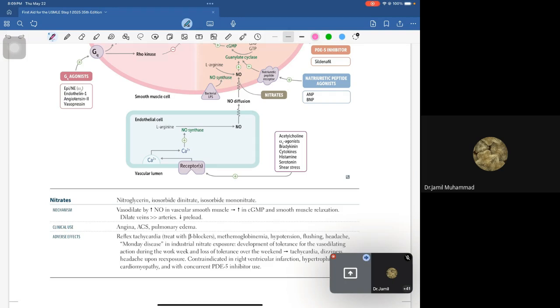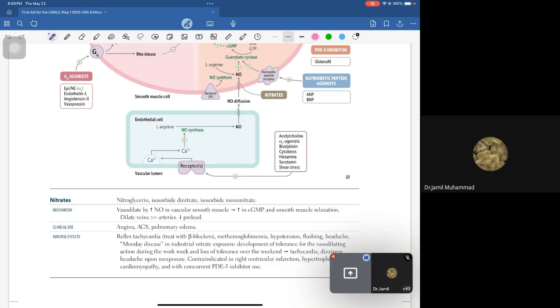So whenever you give nitrates or nitroglycerin to patients, the nitric oxide in the vascular smooth muscle is going to increase, and as soon as the nitric oxide increases, the cGMP is going to increase, and that is going to cause the smooth muscles to relax, right? Whenever the smooth muscle relaxes, the venous return is gonna decrease. The veins are gonna relax, and when the veins relax, less blood is going to the heart, right? So this is the basic mechanism of action.